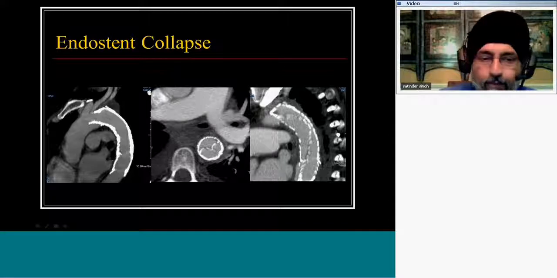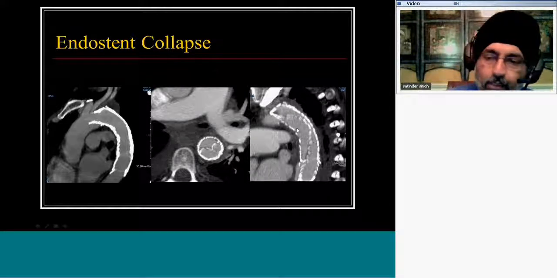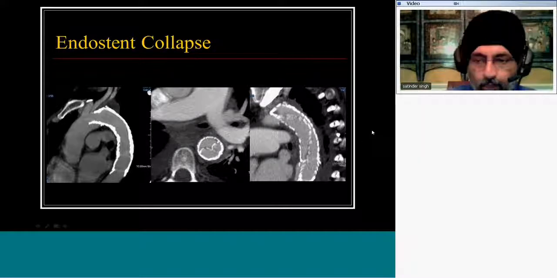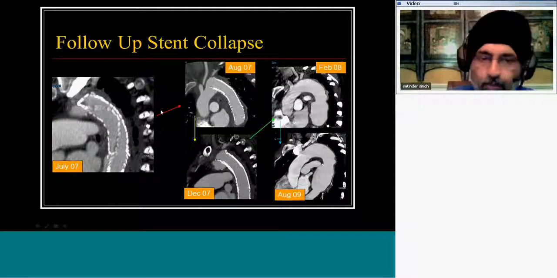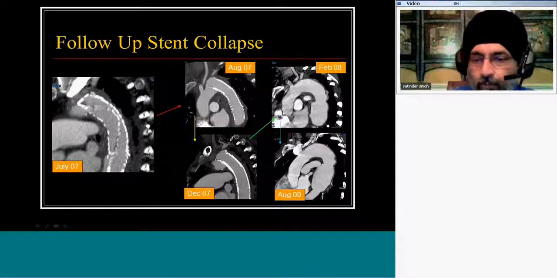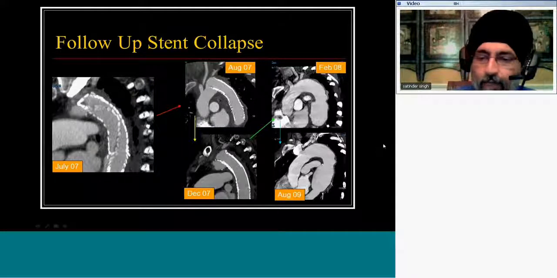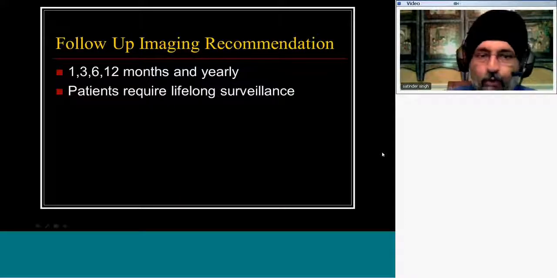Rarely the stent can collapse. Here is a really good example of a patient who had a stent; on follow-up you will see that the stent is actually collapsing within the lumen. Again, the treatment would be to go inside, do the angioplasty, move the stent, and put another stent within it. Here is the same patient who had another stent put within it, but he developed a leak, a type 1 leak at the proximal anastomosis. Now, he ended up going to surgery, putting in a graft. This is the native aorta, and this was a graft, and ultimately he is doing well after treatment.